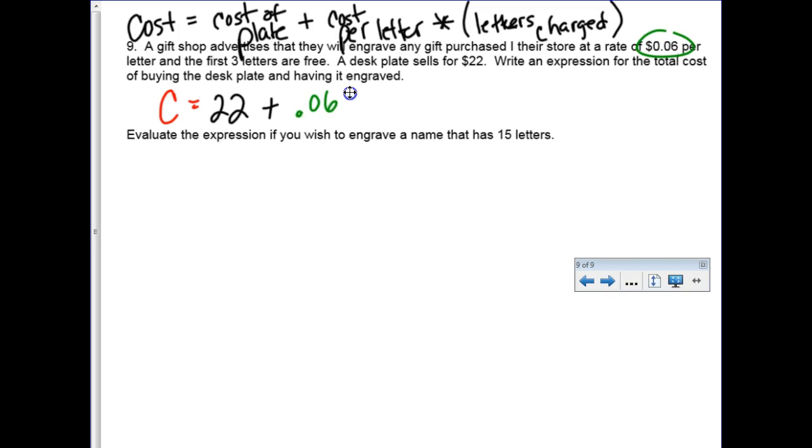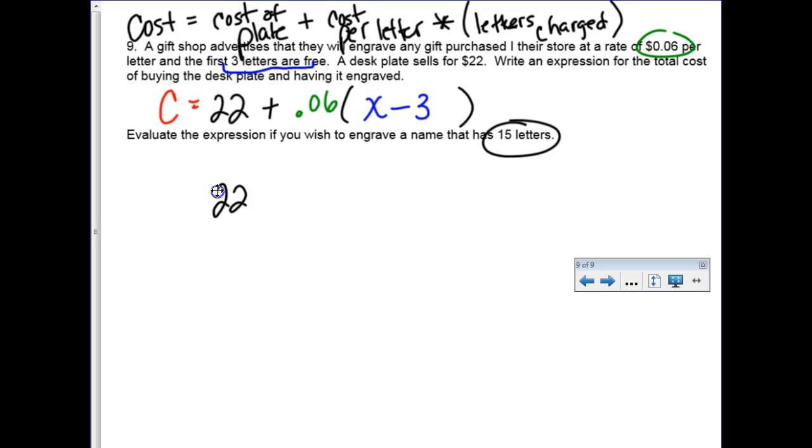This is the tricky part. Okay, number of letters, and they don't tell me what to use here for a variable, so I'm just going to use x. But I'm not paying for all of the letters. I get 3 free letters. So for instance, if I buy 10 letters, I'm really only going to pay for 7 of them. So the way we set that up is instead of saying just x letters, it's x minus 3. So how many letters you want engraved, but subtract the 3 free ones because you are not going to pay for those. So now we go back and it says evaluate that if someone asks for 15 letters.